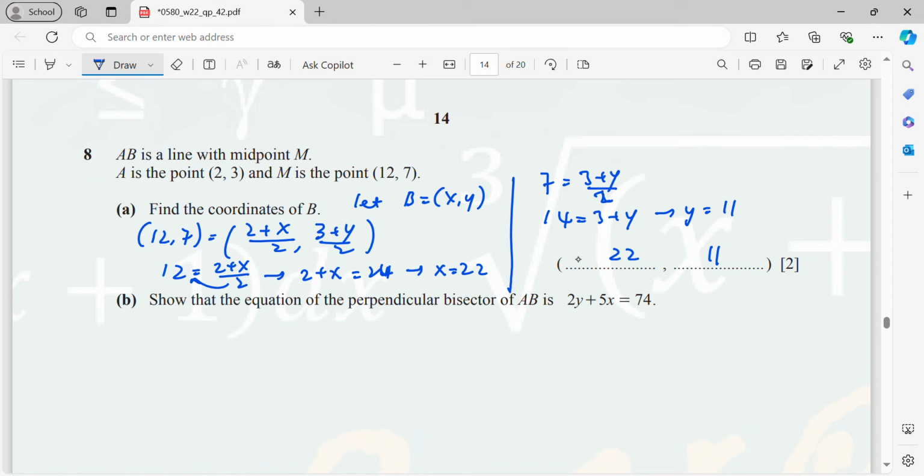Now part B, show that the equation of the perpendicular bisector of AB is this. So perpendicular bisector, we need to find the gradient. So gradient AB.